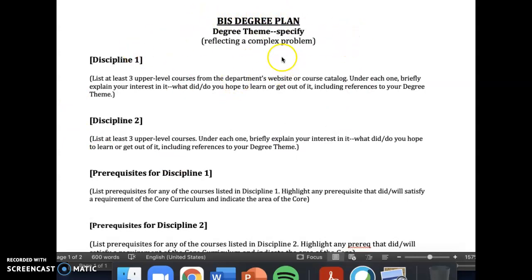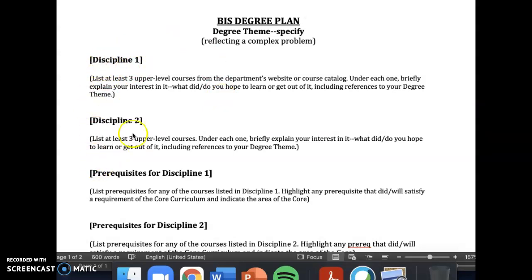It should specify a degree theme that reflects a complex problem. Let's say you want to work on sports nutrition, and you're majoring in kinesiology, you're majoring in nutrition, but you are also taking classes in nursing because you want to work at a hospital that works with physical therapy and nutrition. Okay, it's not exact, but you know what I mean.